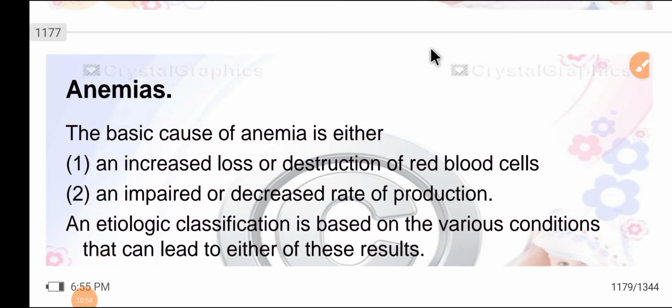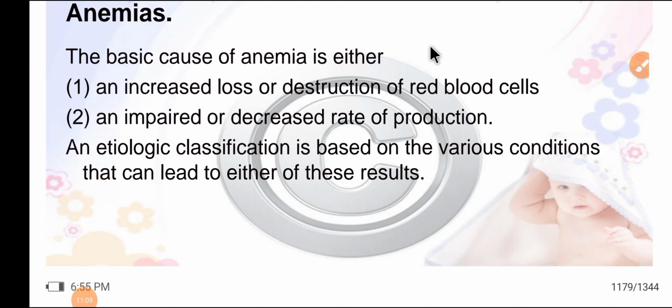Anemias. The basic cause of anemia is either number 1, an increased loss or destruction of red blood cells, or number 2, an impaired or decreased rate of production. An etiologic classification is based on the various conditions that can lead to either of these results.